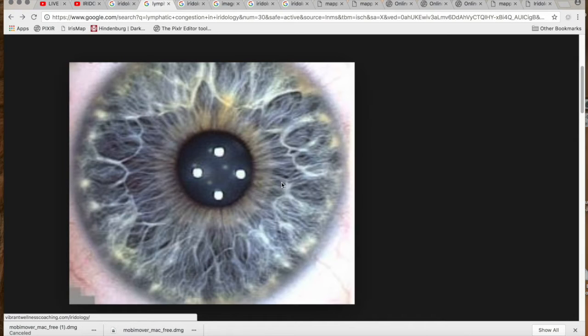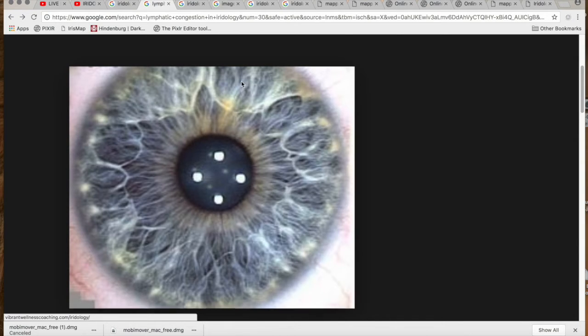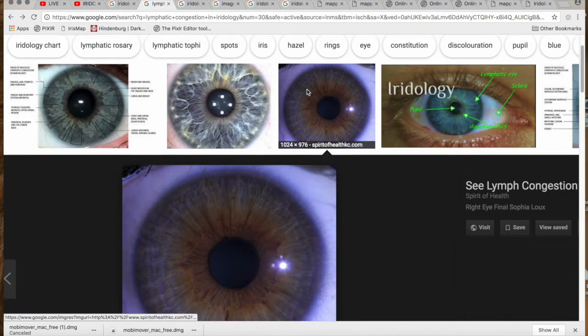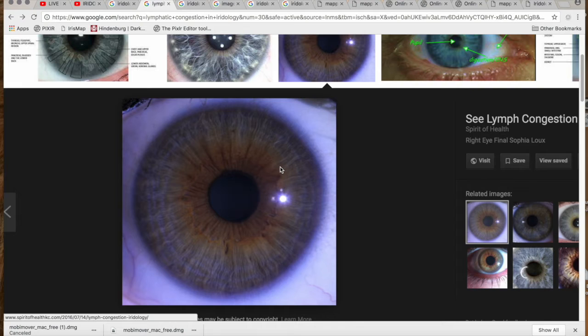So when you're good at iridology, you can see so many things. So let's look at a couple more eyes here. Let's look at this eye. Now remember, you guys, there's only brown eyes and blue eyes. There's no such thing as green eyes.